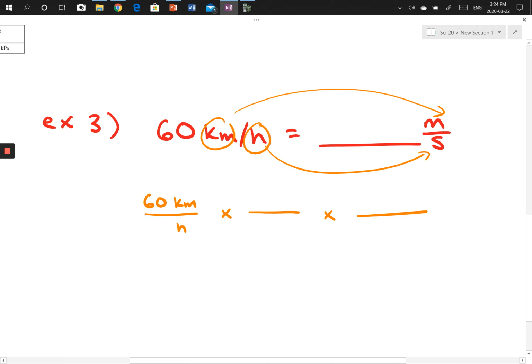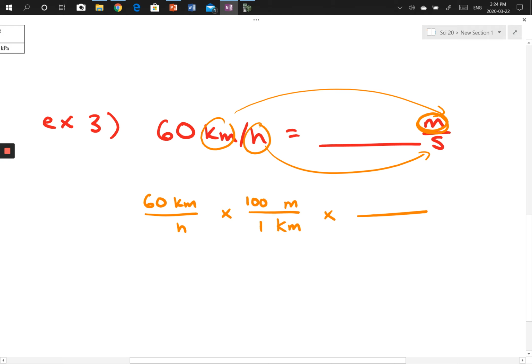Let's focus on the kilometers to meters first, because we know how to do that one. In this case, I want to end up with meters on top. I want meters, and I have kilometers. 1 kilometer is equivalent to 1,000 meters. Kilometers in this case will cancel. If I was to just do this calculation, I would get meters per hour.